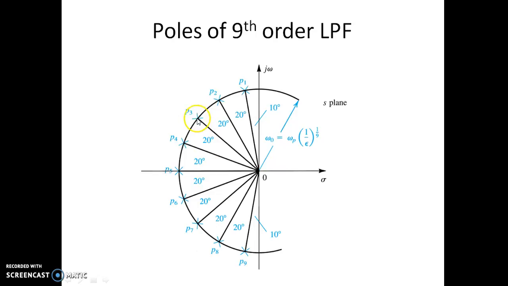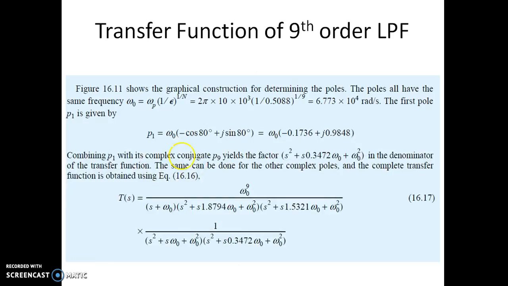And P3 and P7 are again complex conjugates. P4 and P6 are complex conjugates. And this P5 is a real pole. We can find their locations by using this.